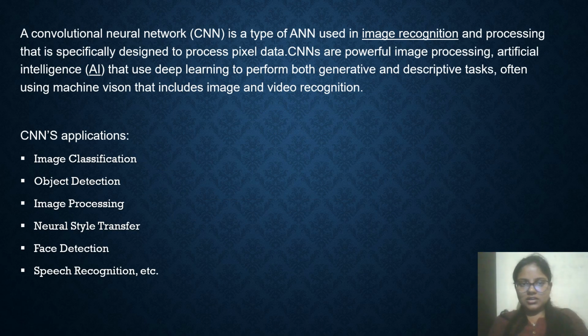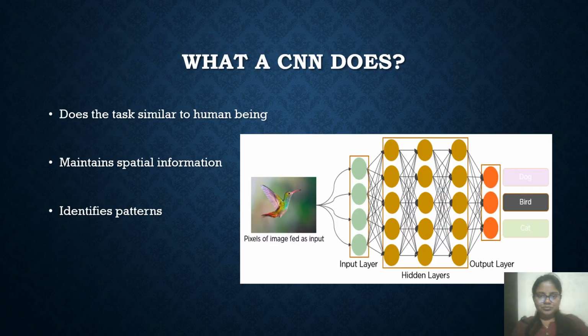Basically, a CNN, a convolutional neural network, is a type of artificial neural network which is used in image recognition and processing. CNNs are powerful image processing methods in artificial intelligence that use deep learning, which perform both generative and descriptive tasks. Now we are learning about CNN applications, which are image classification, object detection, image processing, neural style transfer, face detection, and speech recognition.